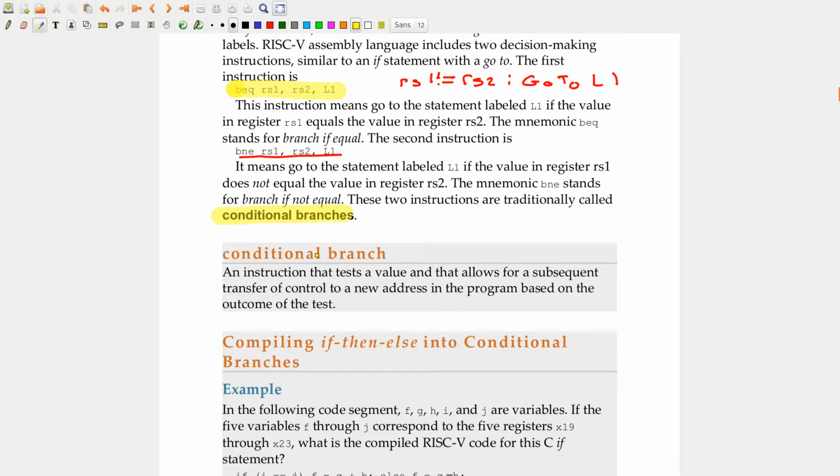So conditional branches, no problem. Like it defines down here, a conditional branch tests a value, and then if that test passes, we go to a new address that we specify. Okay.